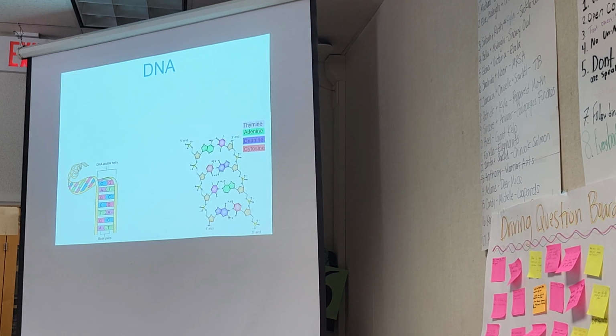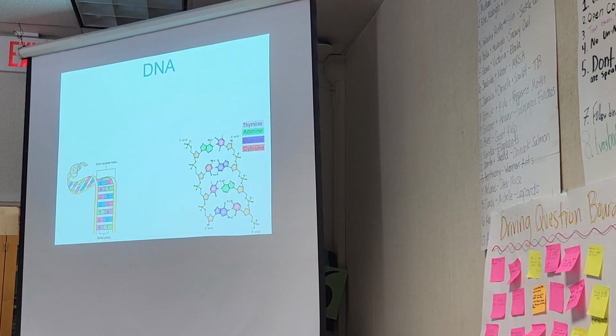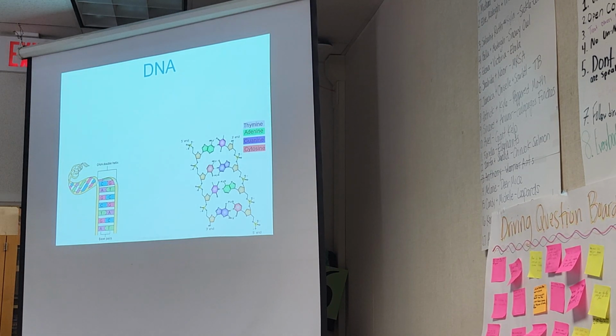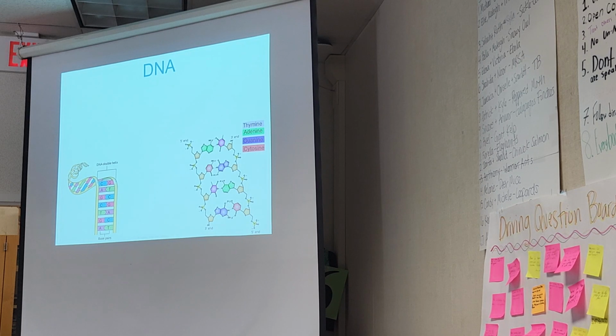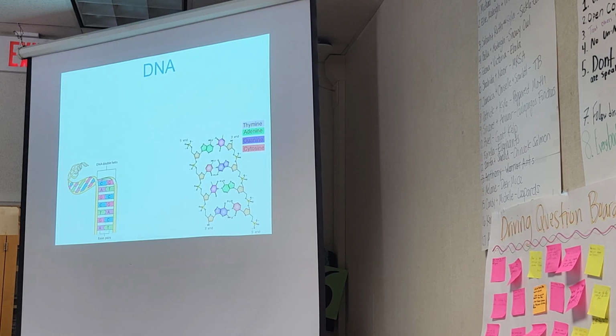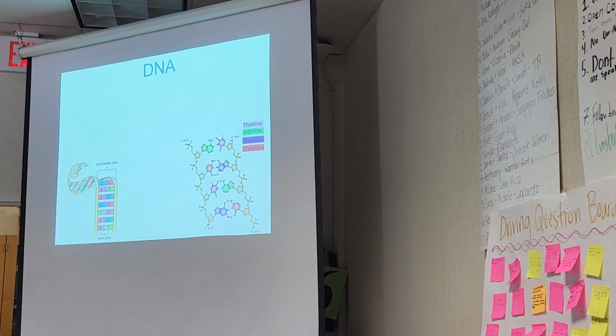Adenine. Is adenine a purine or a pyrimidine? Don't guess. Adenine's a purine, right? And it's got the double rings. When we put two purines together, the DNA is too wide. When we put two pyrimidines together, the DNA is too narrow. The only way the DNA is the right size is when we hook a purine to a pyrimidine, right?